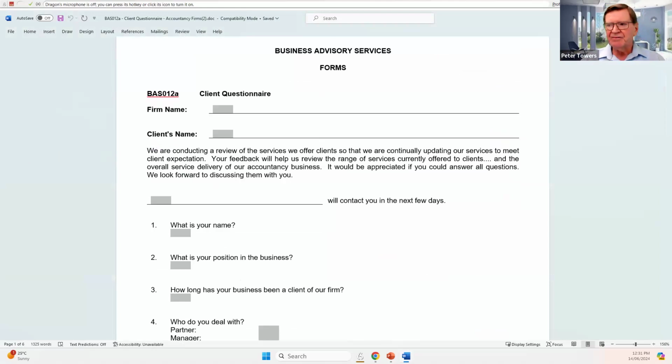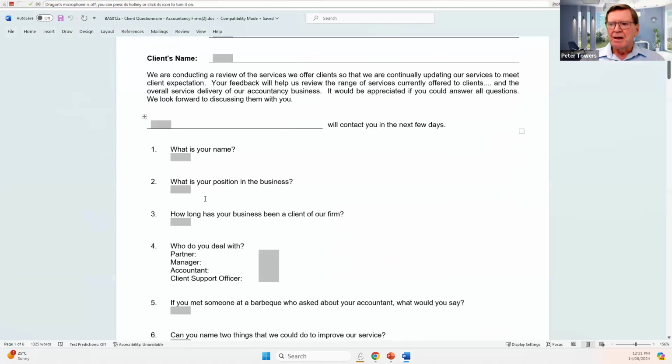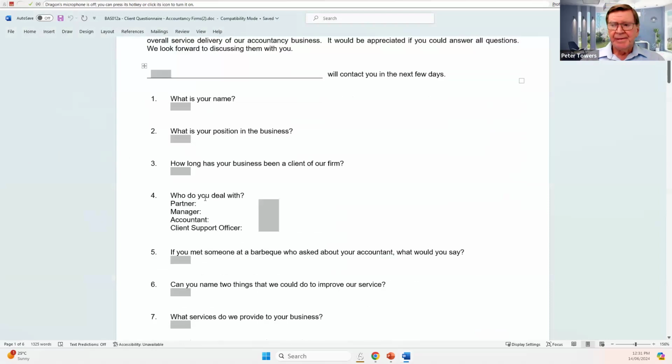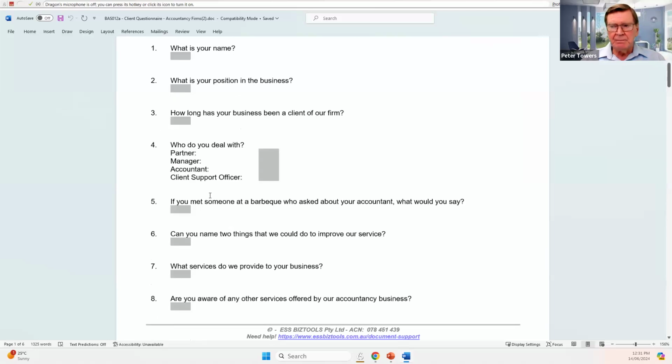How long have they been a client of this firm? Do they like what you're doing? Who do you deal with? If you met someone at a barbecue and they asked you about your accountants, what would you say? Can you name 2 things that your firm could do to improve your service? What services do they use? What other services would they like to use?